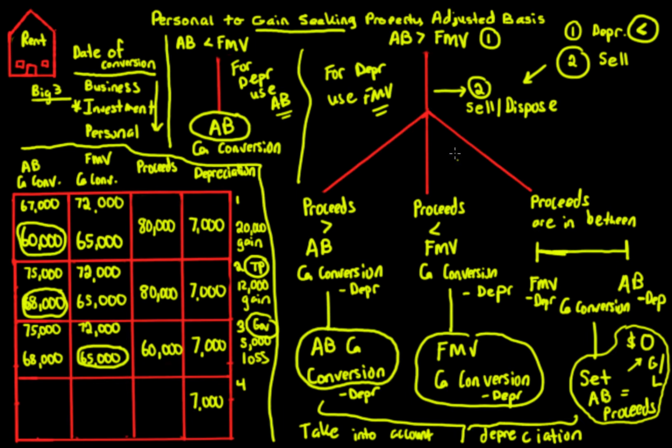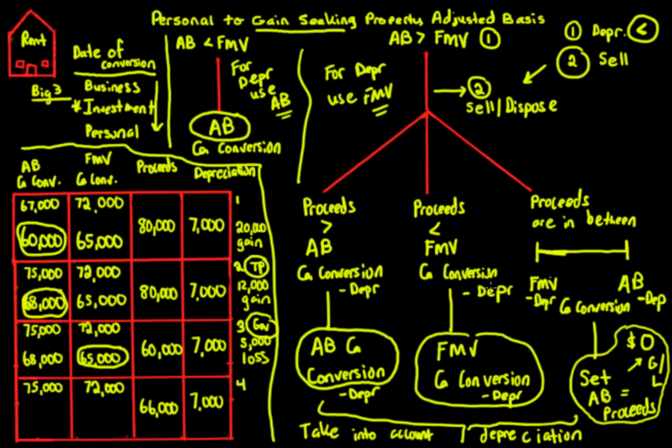Okay, so again, example 3, we had to use the fair market value minus the depreciation because we're in this category, and again for depreciation, we always use the lesser. The lesser would have been the 72, so that's what we calculate depreciation on. Okay, final example. Assume the same numbers for the adjusted basis at conversion, so 75 and 72, but the proceeds are 66,000.